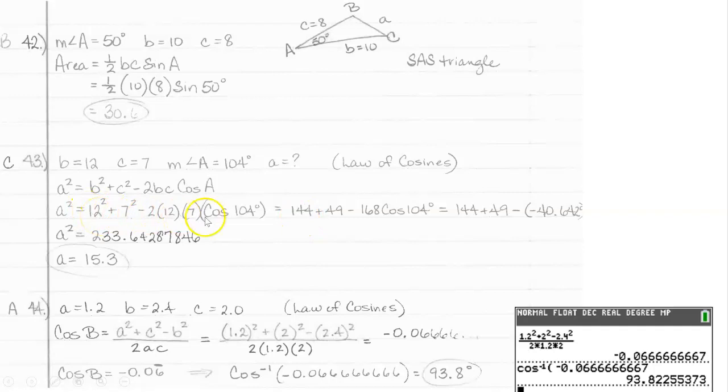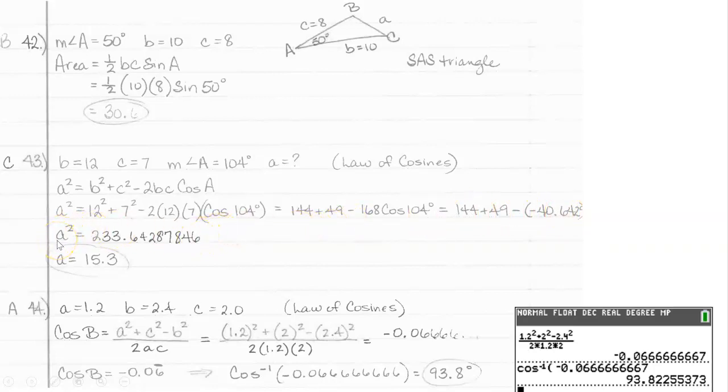So we're going to do 12 squared is 144, 7 squared is 49, and then 2 times 12 times 7 is 168 times the cosine of 104. What you cannot do is 144 plus 49 minus 168, get that answer and multiply it by the cosine of 104. Order of operations says you have to do this multiplication right here before you do this addition and subtraction. So when I do 168 times cosine 104, it gives me this value, and then I can do my addition and subtraction. But again, you can just get your calculator to do the whole thing for you.